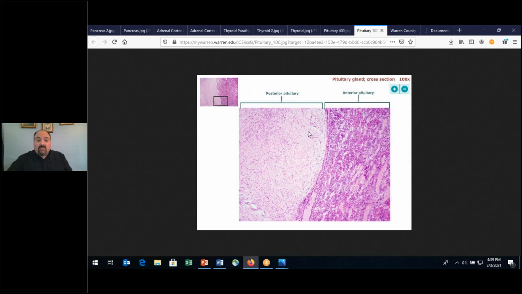All right, so you'll see here as far as the posterior pituitary, also known as the neurohypophysis, because this is neural tissue. The anterior pituitary is known as the adenohypophysis, and this is also glandular tissue, right? So they both have different origins as far as the tissues, and you'll see that the neural tissue stains lighter in comparison to the glandular tissue. Okay, so knowing that the posterior pituitary is going to stain light, the anterior pituitary is going to stain darker.